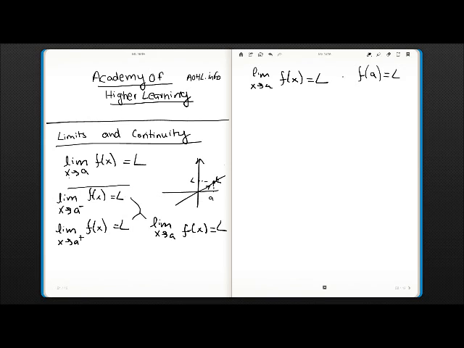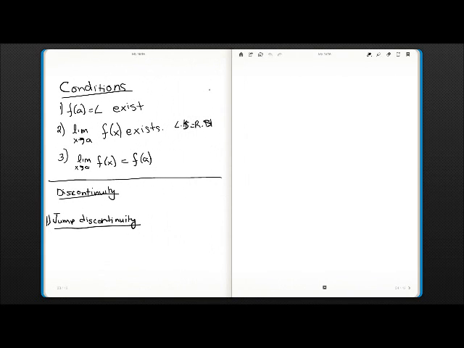However, if these two are equal, then we can say that the function f of x at x equals a is continuous, only if the overall limit equals the function value. Therefore, we now come down to the conditions. In order for a function to be continuous, first, the function value has to exist. If it doesn't exist, then it's not going to be continuous. Second, the overall limit must exist, and in order for the overall limit to exist, the left-hand side limit must equal the right-hand side limit. This is important as well. And the last condition is that the overall limit should equal the function value.